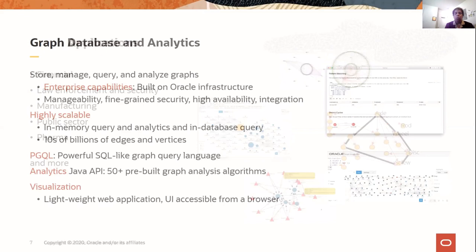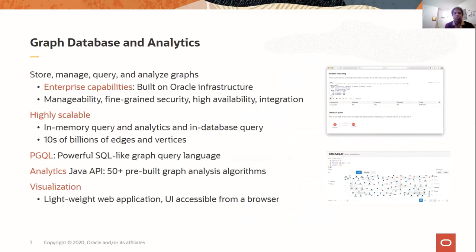So what do we have in the Oracle database when it comes to graph features? You can store, manage, analyze, and query graphs. And all of this is built on the enterprise capabilities of Oracle infrastructure. And we have an in-memory graph server to make this highly scalable. Several graph operations are compute intensive, so the in-memory graph server helps you scale to very, very large graphs. So we have all the enterprise capabilities, and we're highly scalable.